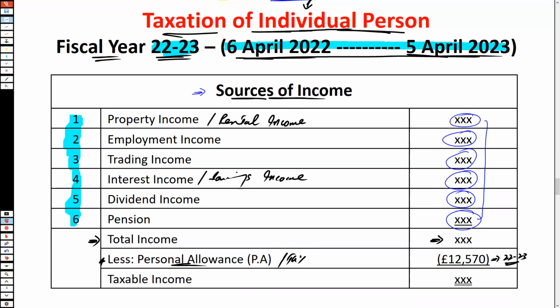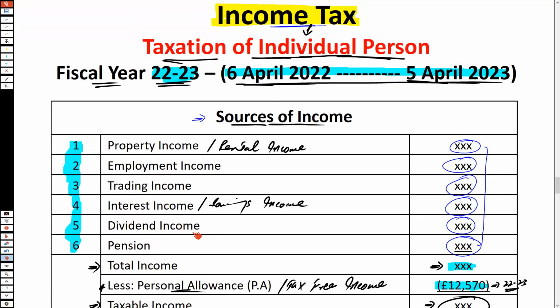Personal allowance is basically treated as tax-free income. To this extent, if you are getting any income, there is no taxation. From the total income, deduct the 12570 as personal allowance. Finally, the taxable income is calculated, and this taxable income is subject to taxation to calculate the income tax liability.